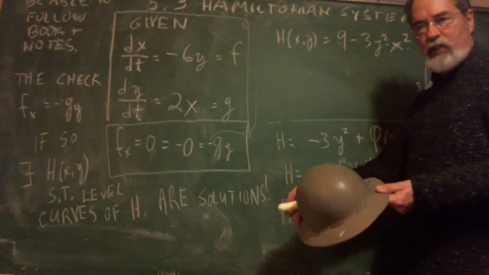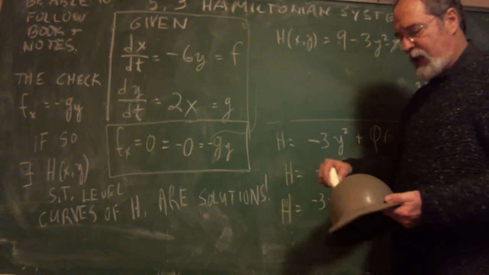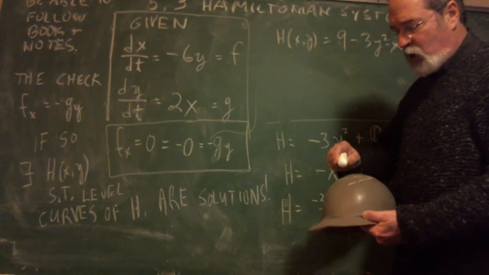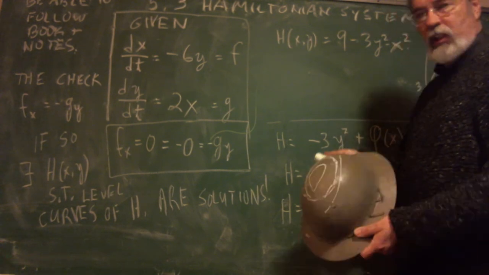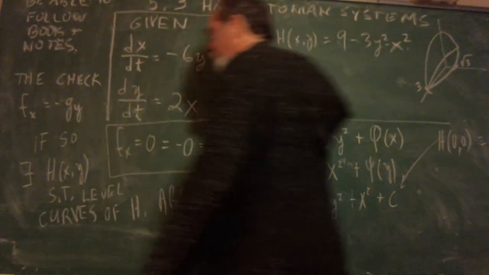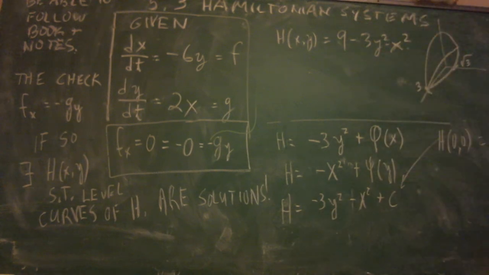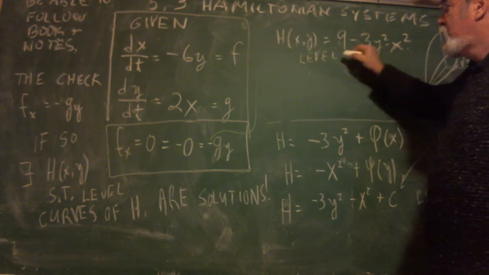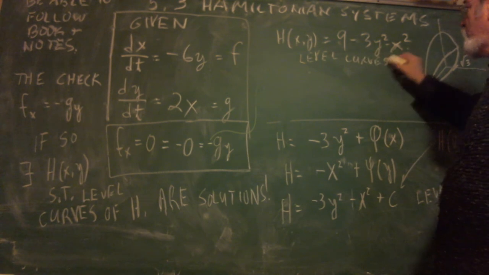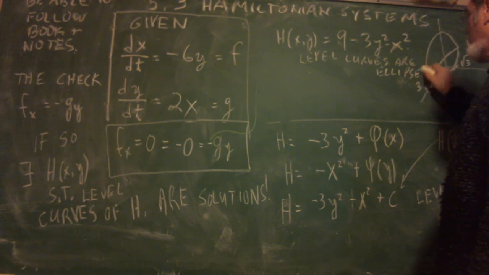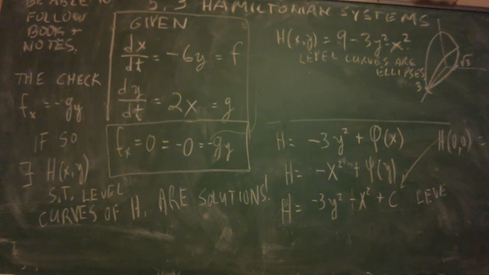So what are the level curves of something like that? Well, the level curves are these guys. You make a slice, and you get these oblong things called ellipses. And those are the level curves. The level curves are ellipses. Oh, okay. Well, there's a couple of ways we can actually check that. Level curves are ellipses. All right, so how can we check to see if that actually works?